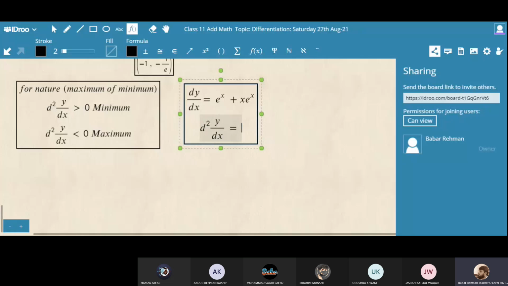Now what is the derivative of e power x? Now I'm finding the derivative of the derivative, so this should be the double derivative. So what is the derivative of this? Sir, e power x will remain e power x.